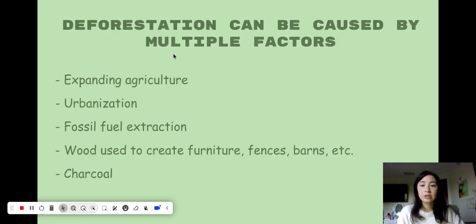And some factors for this could be expanding agriculture, urbanization, fossil fuel extraction, using the wood to create things like furniture, wood floors, fences, etc., and charcoal.